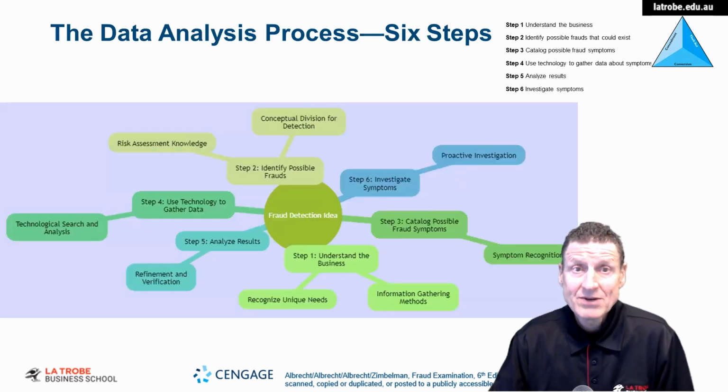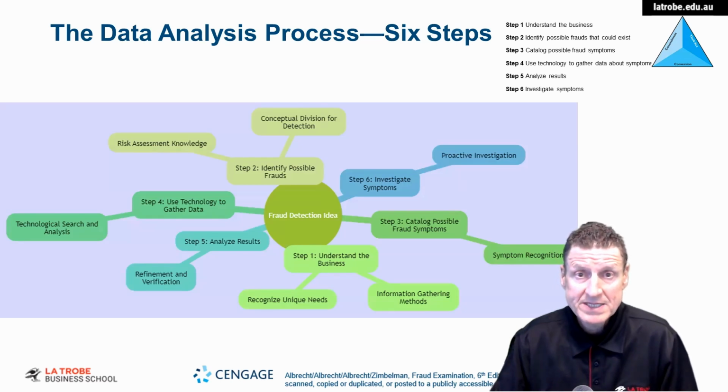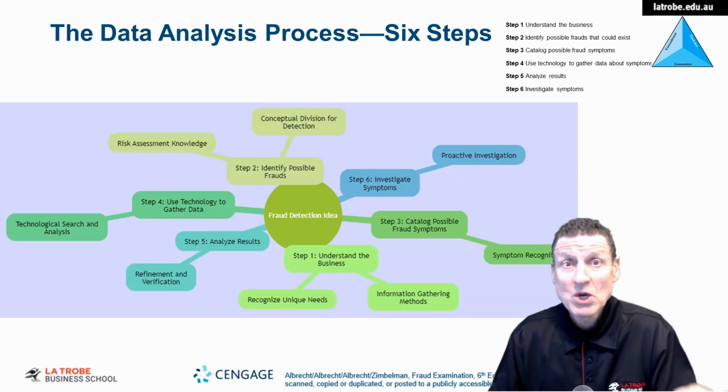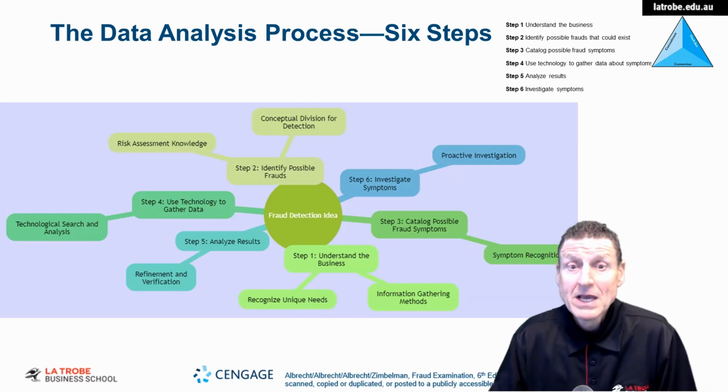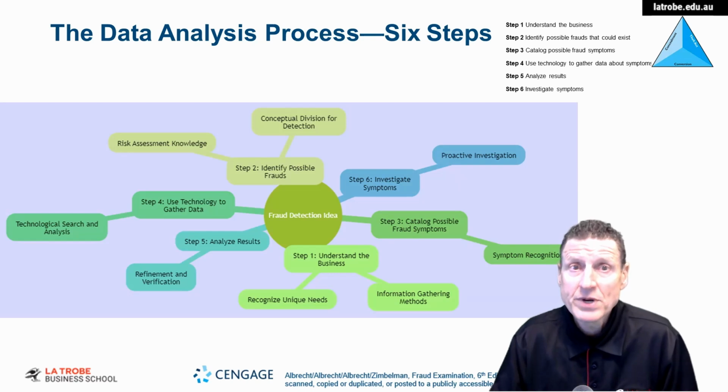So if we look at the data analysis process, we could put it into these 6 steps. In the previous slide, there were 6 steps, but here they are: understand the business with subcomponents, identify possible frauds, catalog possible fraud symptoms, use technology to gather data, which we're going to spend a little bit more time on today, analyze the results, and finally investigate symptoms. Proactive investigation. Yeah, that is what this chapter is all about, being proactive there. We're on the front foot. We're not on the back foot.